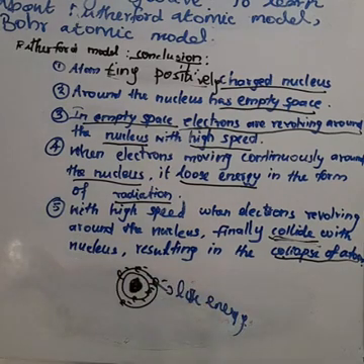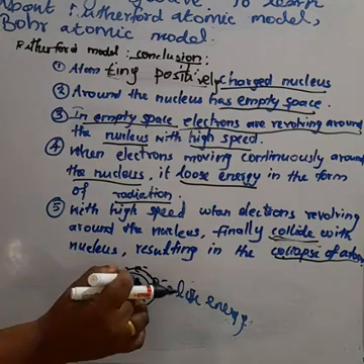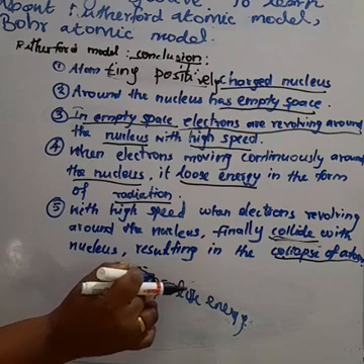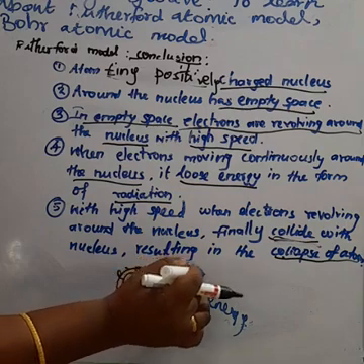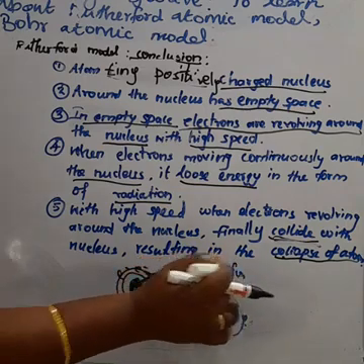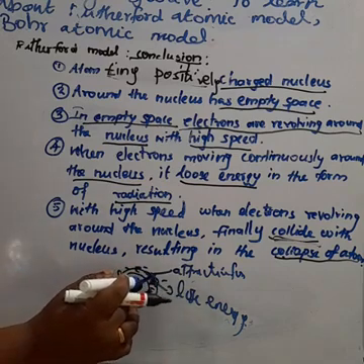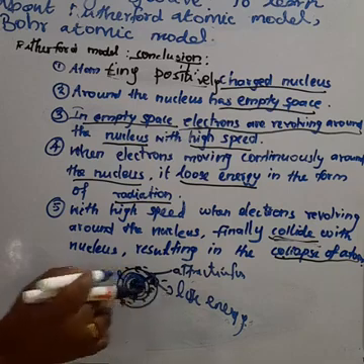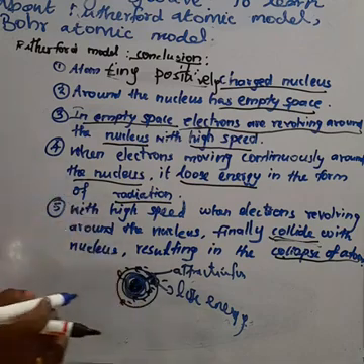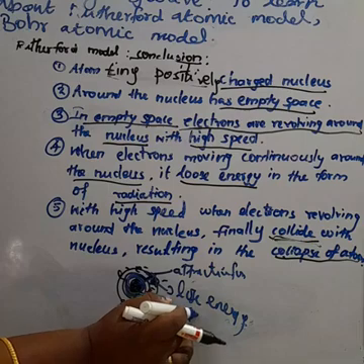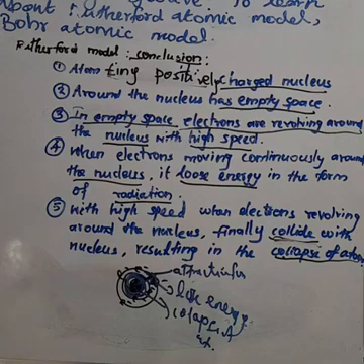And because of the attractive force between the positively charged nucleus and the negatively charged electrons, it can move fast through the entire orbit, and finally it collides with the nucleus. It comes closer to the nucleus, finally collides with it, resulting in the collapse of the atom. These are the conclusions about the Rutherford model.